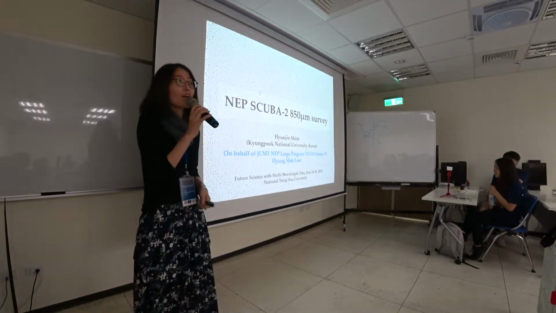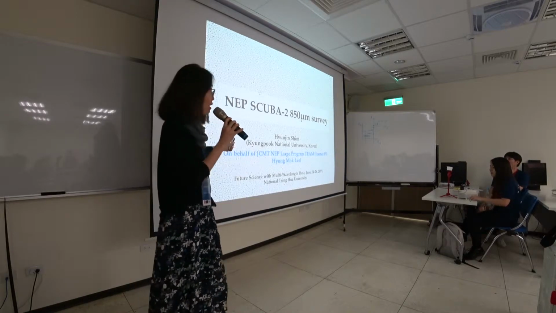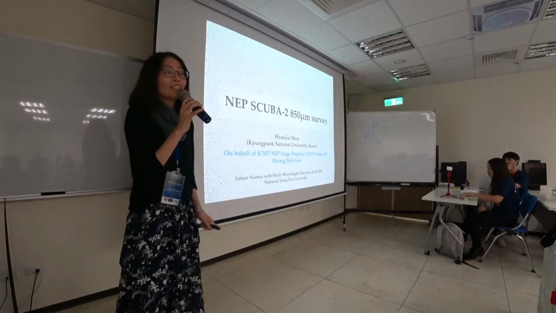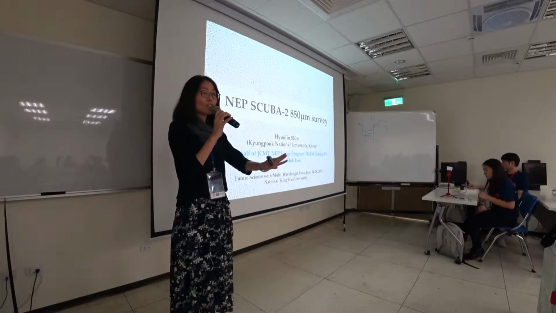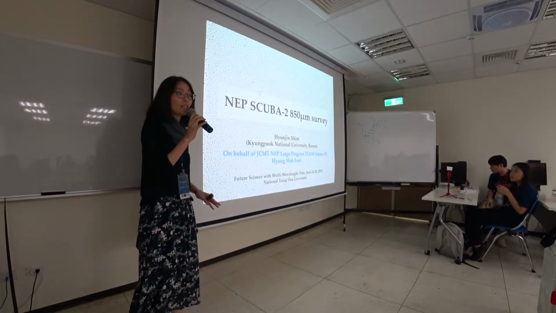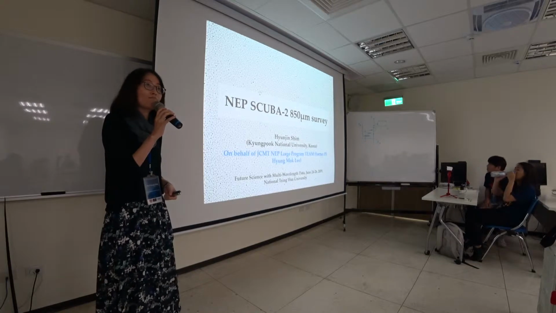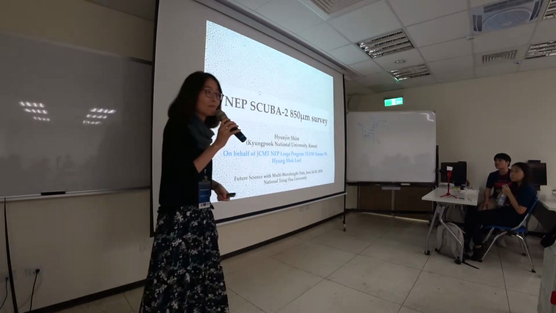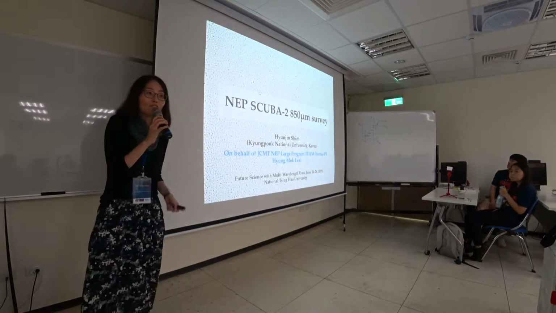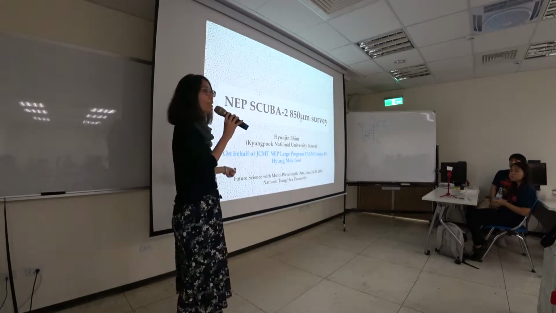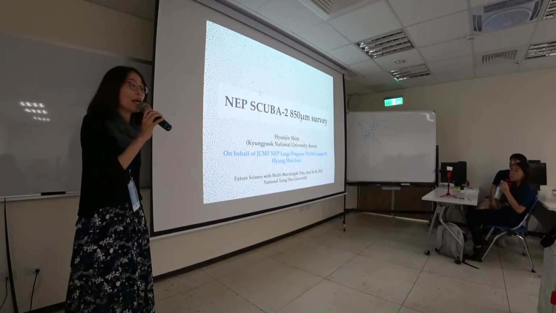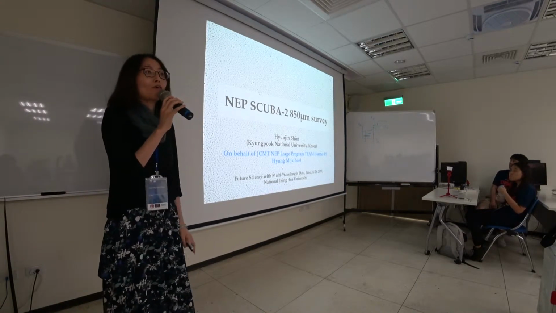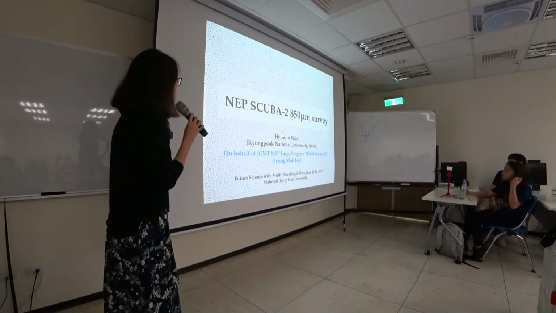The title of my talk was given as properties of 850 micron selected galaxies in the NEP field, but the survey is still ongoing, and as you saw in Sangjin's slides, it's less than 50% completed. So I will briefly show the status of the SCUBA-2 850 micron survey over the NEP area, and what we are going to do next.